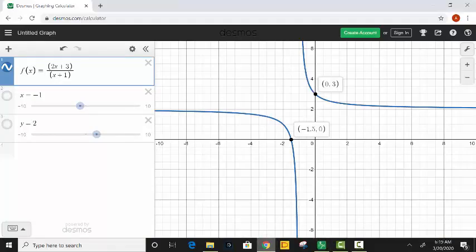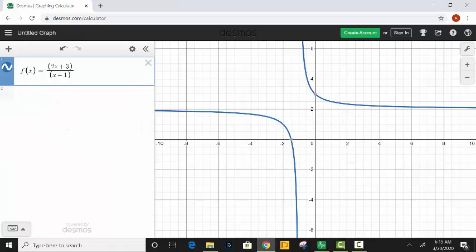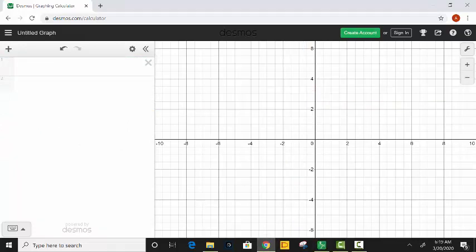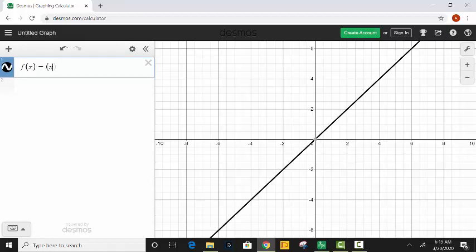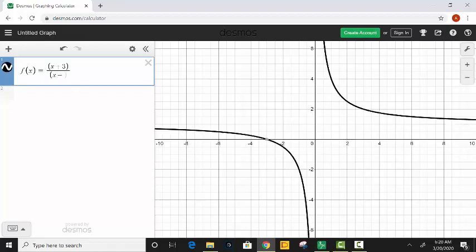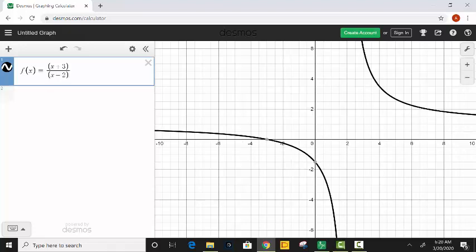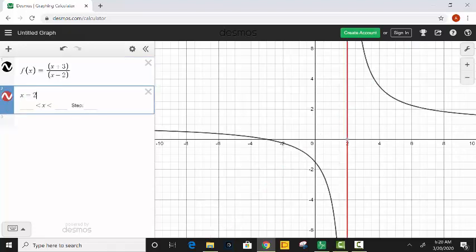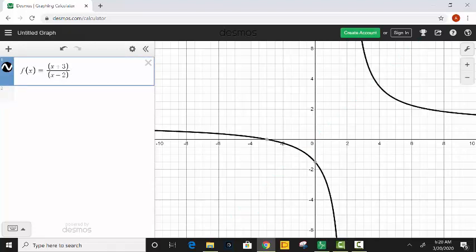If I jump back over here to Desmos and I clear this out. Okay, let me come in here and type in a rational function. f of x equals x plus 3 divided by x minus 2. Let's do that. So then we see we get a very similar graph, and we can see we do have a vertical asymptote at 2. But let me show you what happens.